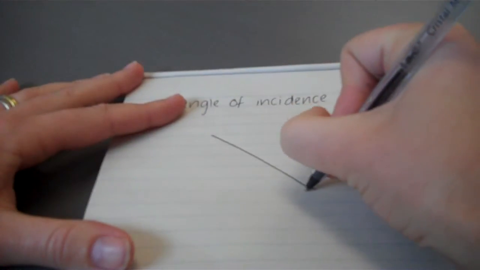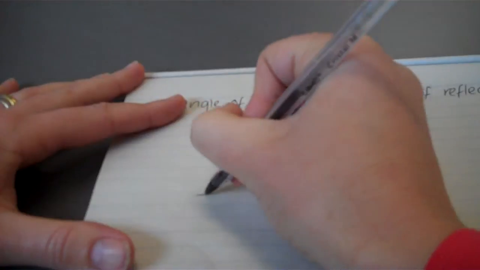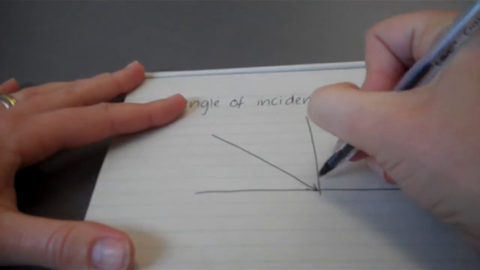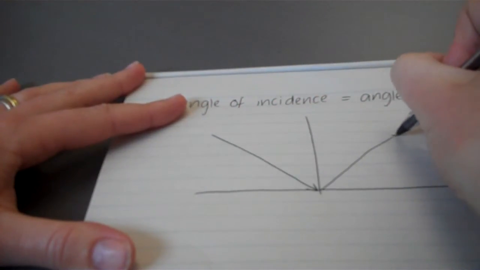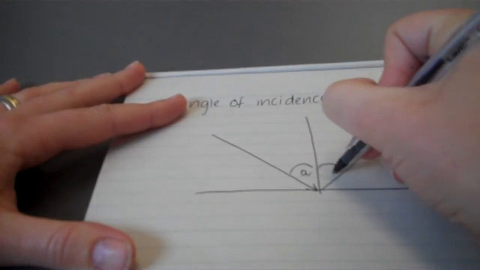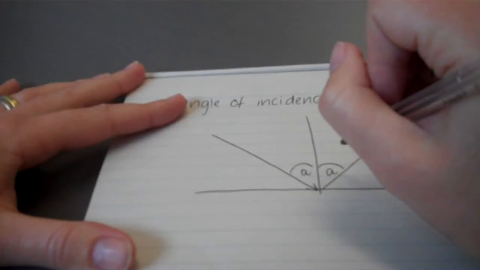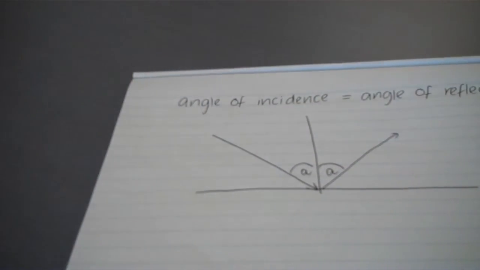So if that's your wave and it's hitting like that, that's the normal, because you've got your barrier here. It gets reflected back at that same angle, okay? So we'll say that's angle A. That again would be angle A, and it gets reflected back up that way. So not a difficult concept, hopefully.